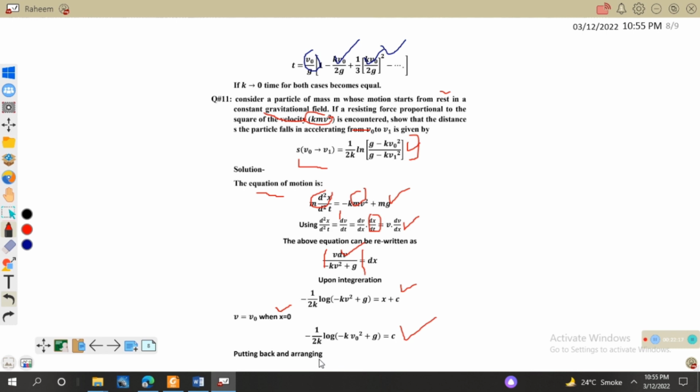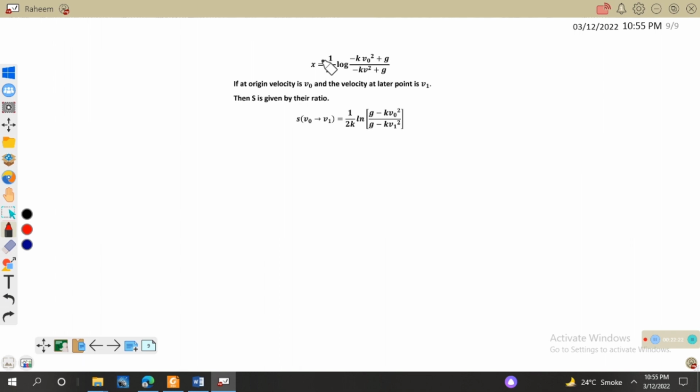If we put this constant back into our original equation, this will give us x equal to 1 over 2k log of (minus k v naught square plus g) over (minus k v square plus g). Actually, if at the origin the velocity is v naught and the velocity at a later point is v1, then s is this distance, because we are seeking it in terms of the velocities. So this is our required distance.